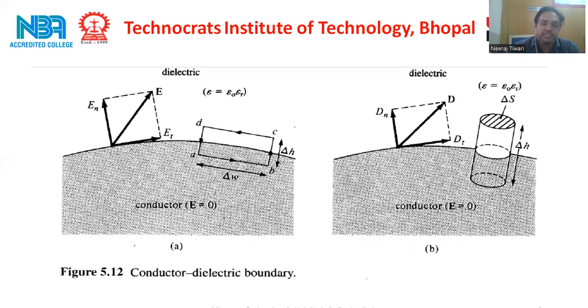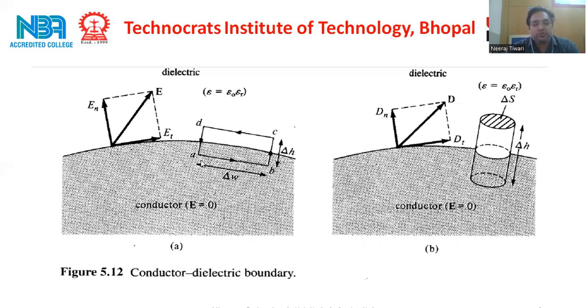So in this diagram, as you can see, we move from D to C, C to B, B to A, and A to D. So this is the closed path. As we move from A to B, the length is del W. As we move from B to C, the height is del H. Again, if we move from C to D, the length would be the same, del W. And if we move from D to A, the height would be the same, del H.